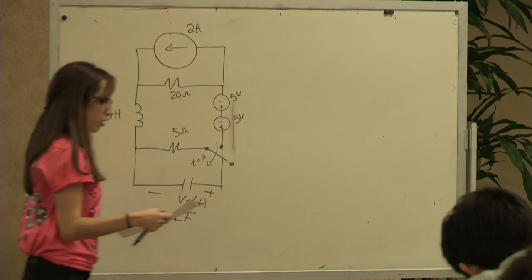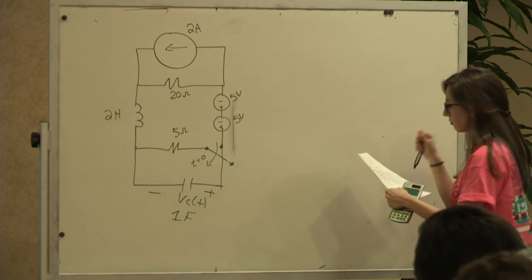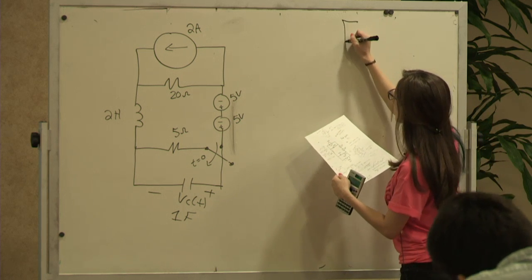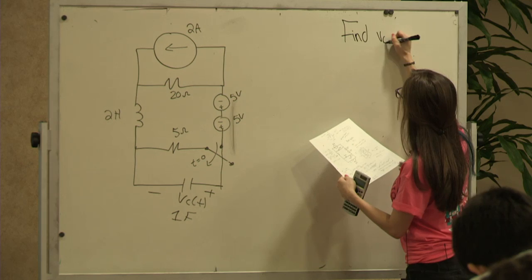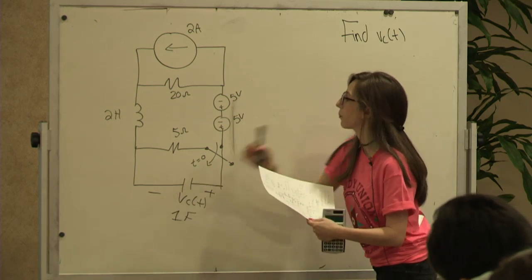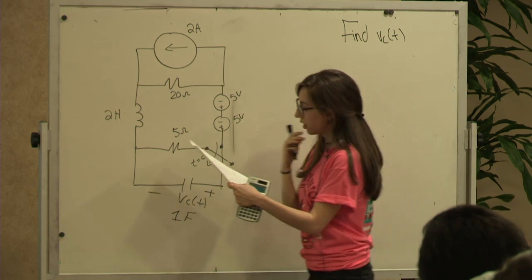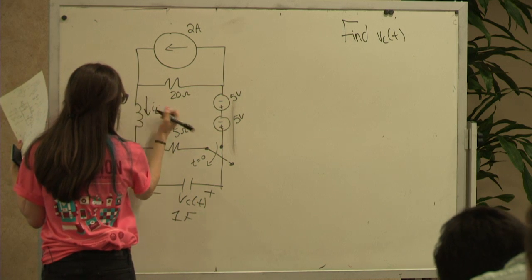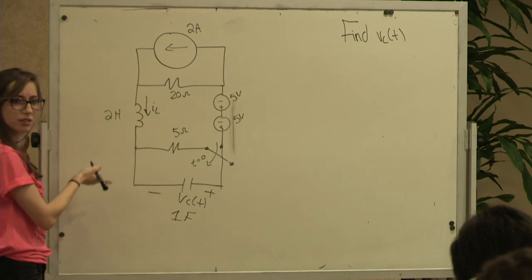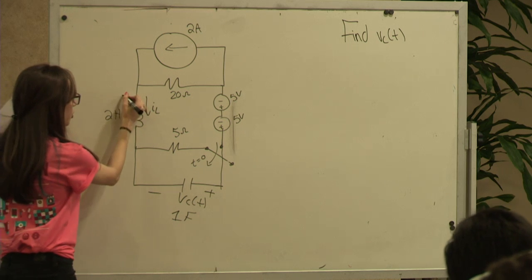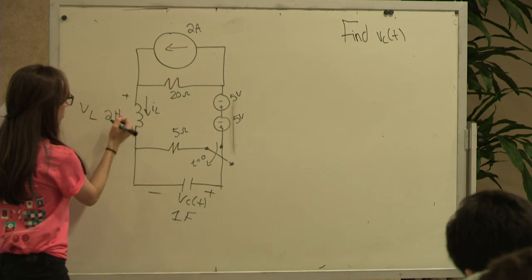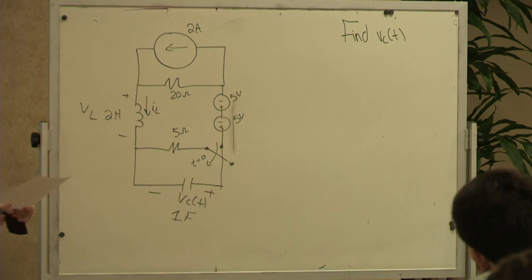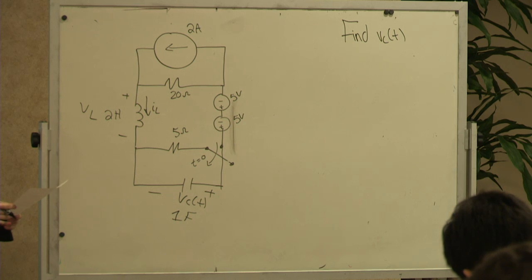Okay, so this is RLC, right? The question asks, find VC of t. They don't give you a labeling, so I'm going to do IL going down. You could also say it's going up. Just make sure when you're solving for VL, the IL is going into the plus terminal. You can pick either one. It's just an assumption if it's not given.